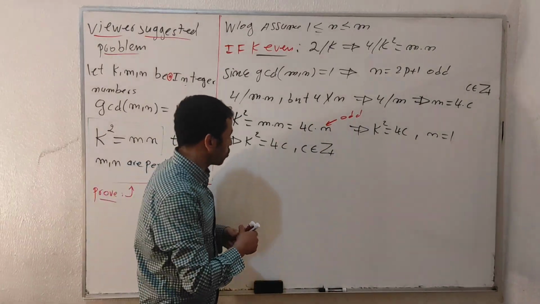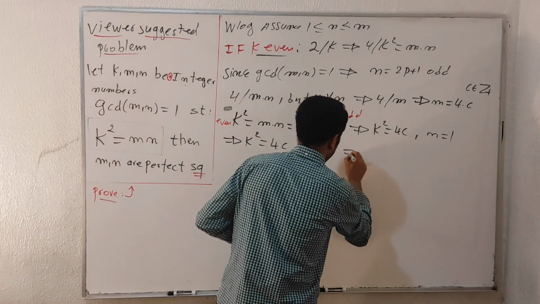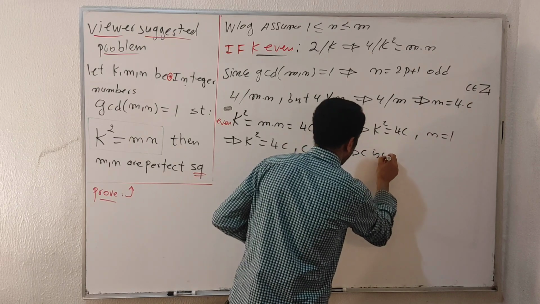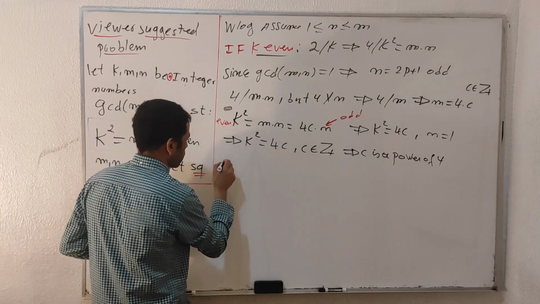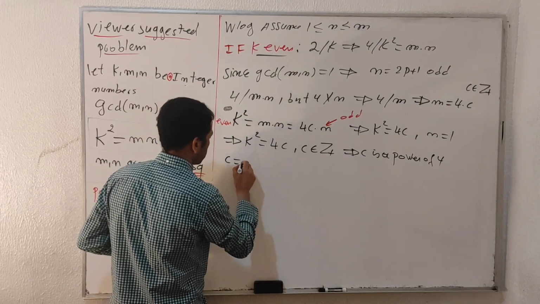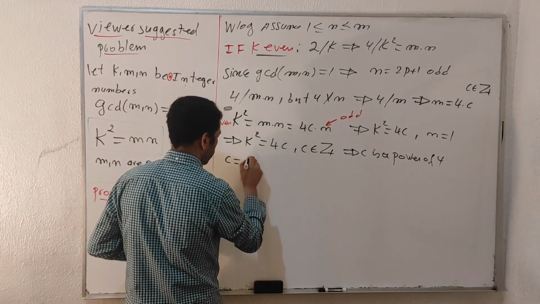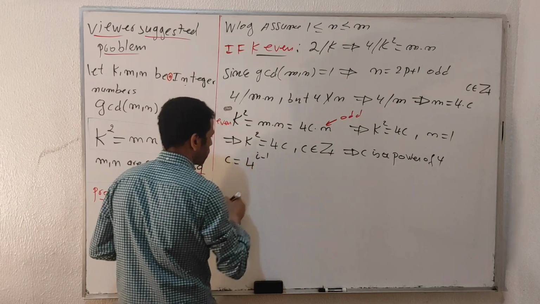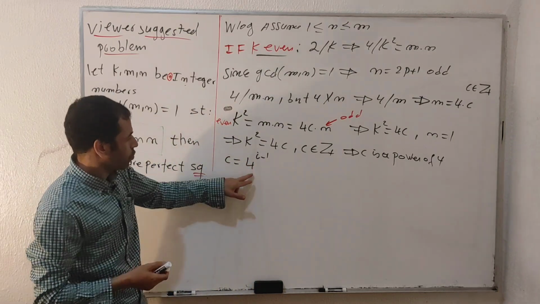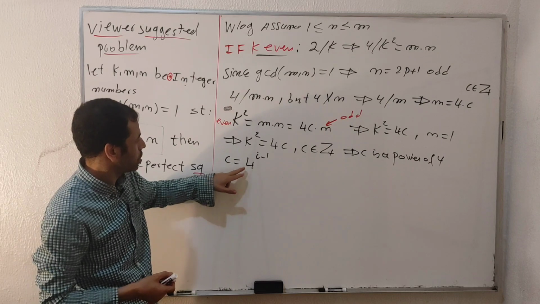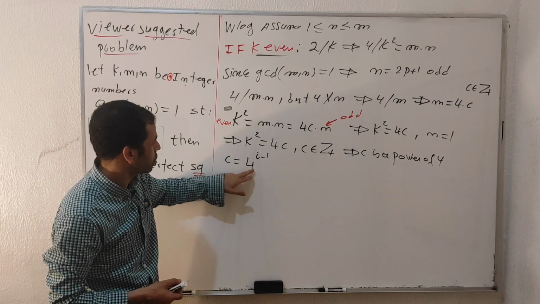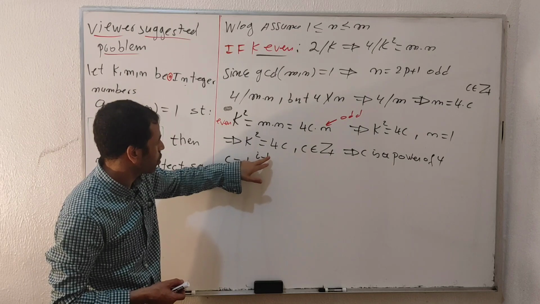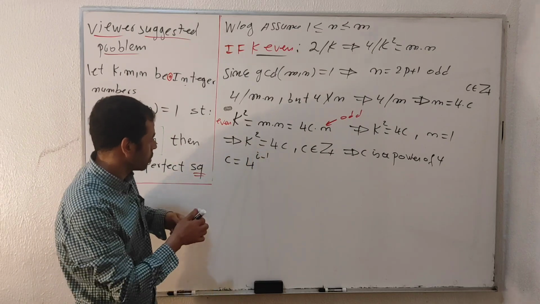Okay, so which means this one is telling us c is a power of 4. In other words, c must be written in this form, 4 to the i minus 1, because if you replace c with 4 to the i minus 1 and multiply by this 4, it gives us 4 to the i. 4 to the i is a perfect square.